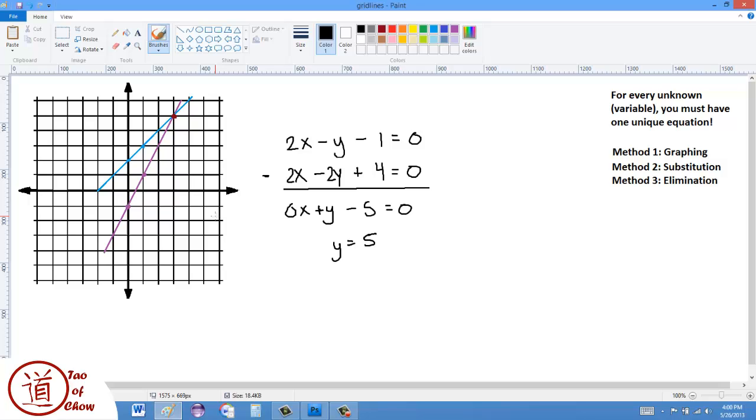My next video will be on trying to solve some word problems. Really, it's a lot of the same thing, but in word problems the difficult part is going to be trying to set up these equations to begin with.